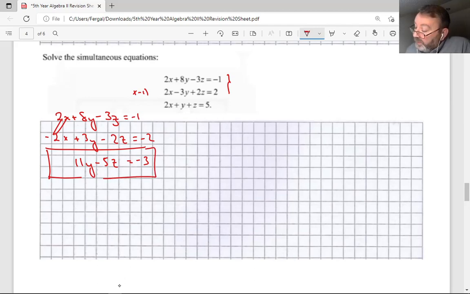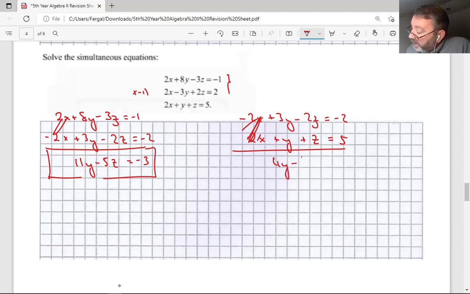Now I'm going to take equation 2 and 3. And again I'm going to multiply, well, let's just multiply the top one, equation 2, by minus 1 again. So we're going to get minus 2x plus 3y minus 2z equals minus 2. And just write out the third equation as it is. 2x plus y plus z equals 5. x's go again. 3 and 1, that's 4y. Minus 2 plus 1 is minus 1z. And that is equal to minus 2 and 5, which is 3. And there's your second equation in y and z.